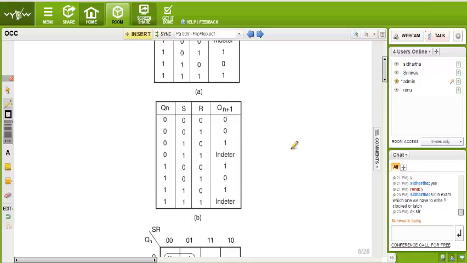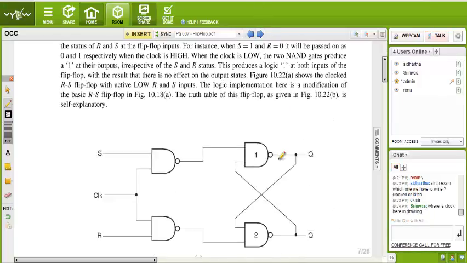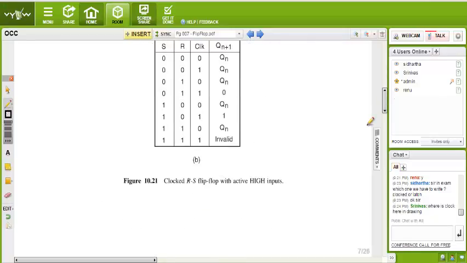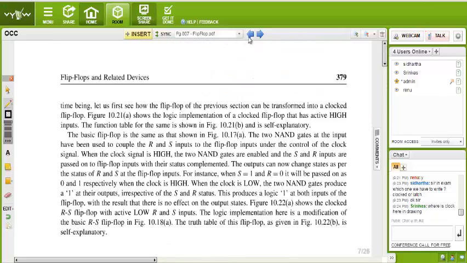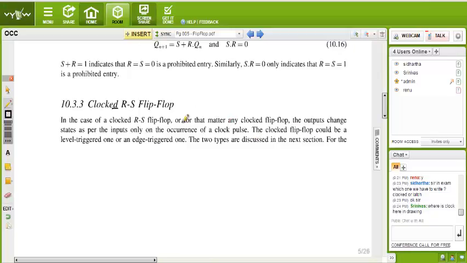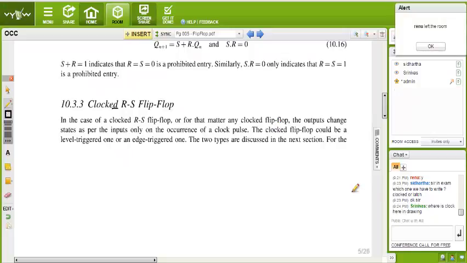Now see the picture first. Read: in the case of the clocked RS flip flop, or for that matter any clocked flip flop, the output changes state as per the input only on the occurrence of the clock pulse. The clocked flip flop could be a level trigger or an edge trigger one. The two types are discussed in the next section.